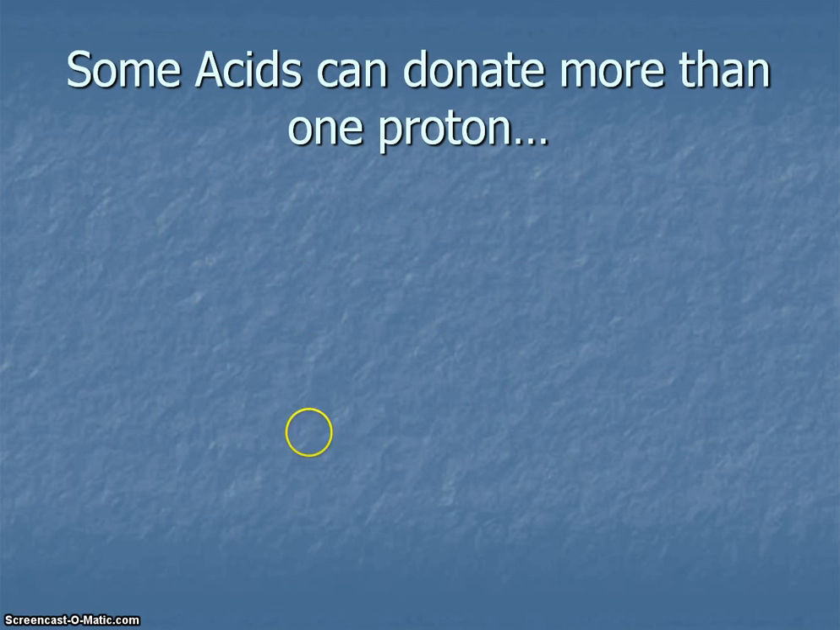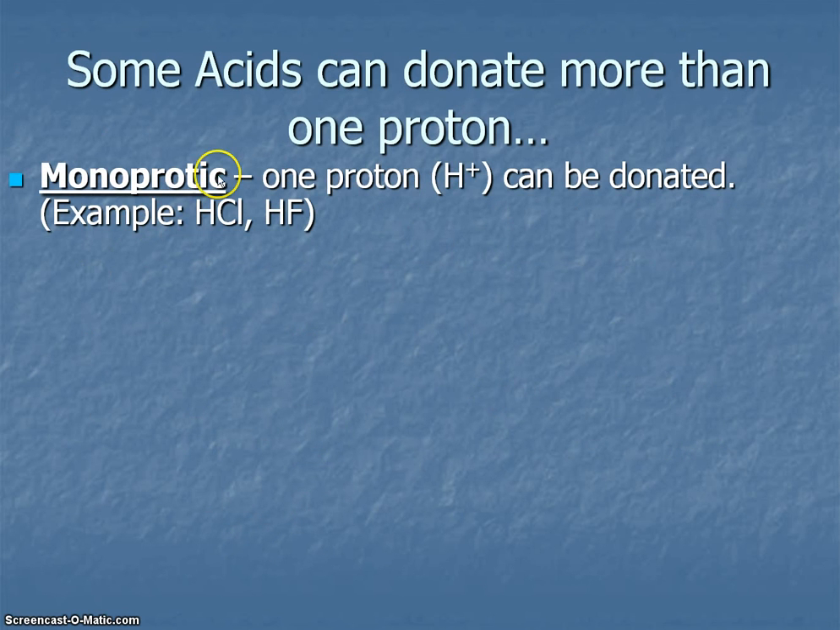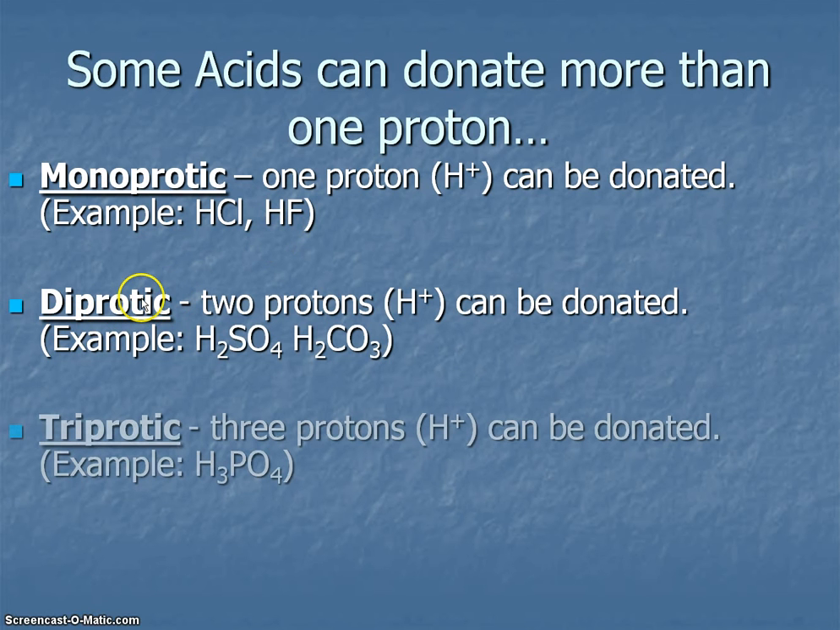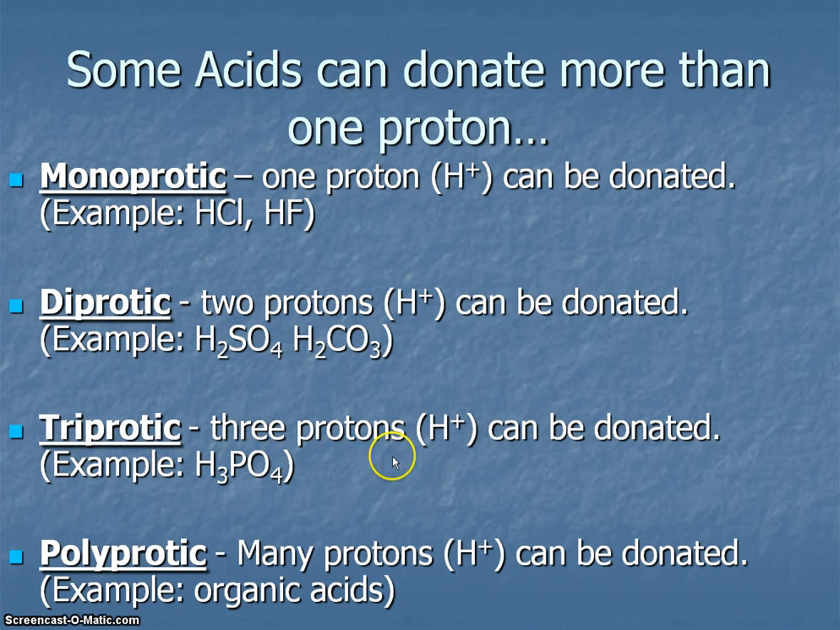Some acids can donate more than 1 proton. A monoprotic acid only has 1 proton to donate. So that would be like HCl, HBr, HF. If it has 2 protons to donate, it would be like H2SO4 or H2CO3. If it has 3, then it would be like phosphoric acid, H3PO4. So monoprotic, diprotic, triprotic. If it has many more, and these are often organic acids, which are long and nasty and horrible, they're known as polyprotic. Many hydrogens that it could donate.